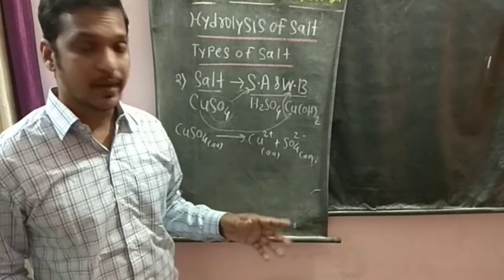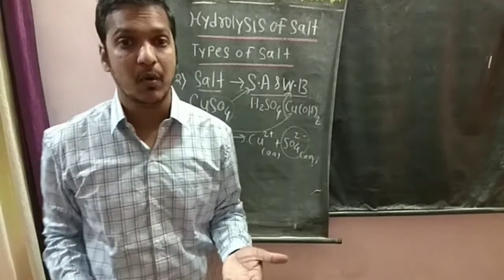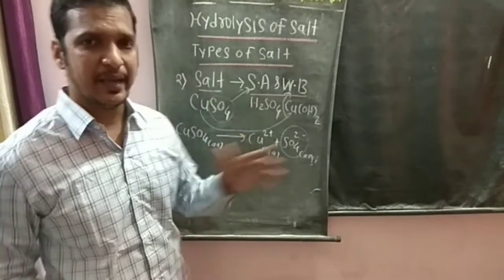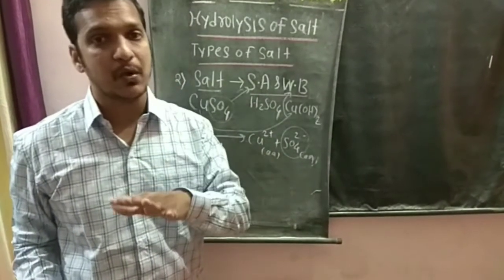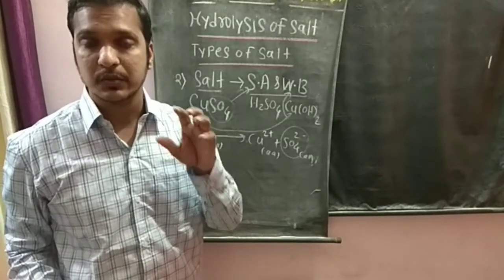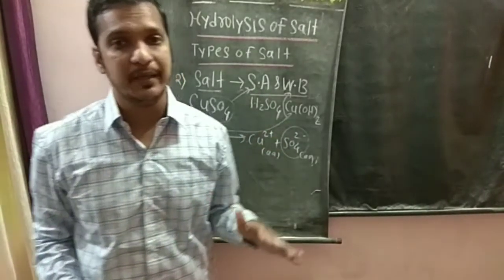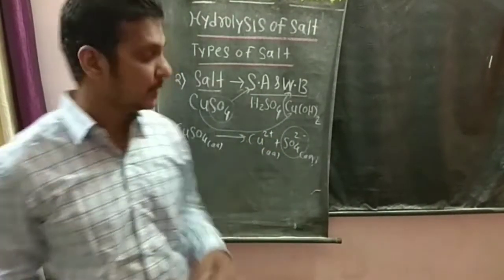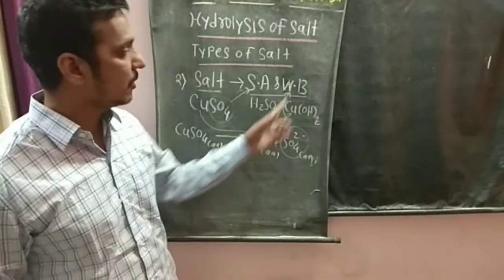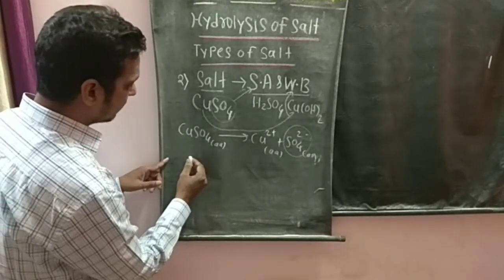Now out of the two, Cu2+ and SO4 2-, the SO4 2- ions do not react with water further, because SO4 2- is a part of a strong acid, and any part of a strong acid or strong base has no tendency to react with water, means there is no hydrolysis. But the Cu2+ ion can react with water, because Cu2+ is a part of a weak base.